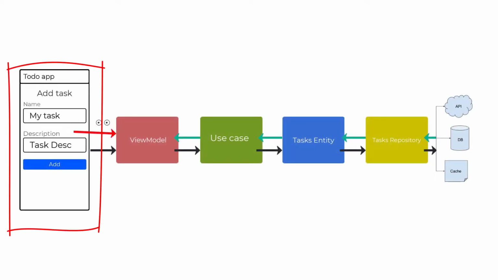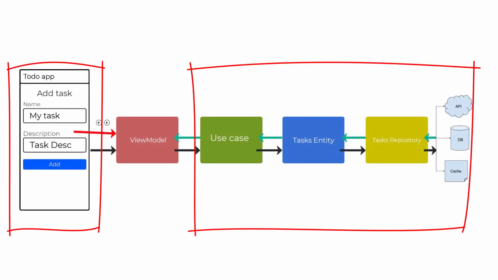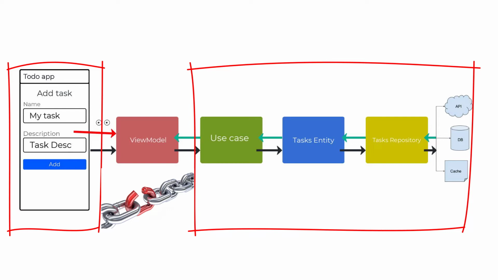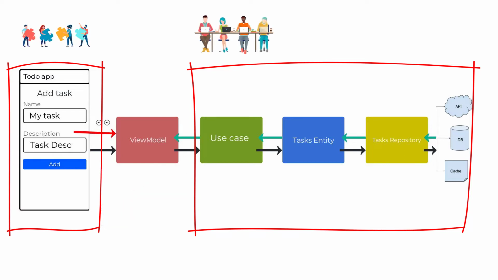This is our UI part. This is the data and business logic part. This is the bridge between them. So, the UI and the data part are fully decoupled. That means the UI and data parts can be developed independently by different dedicated teams, ensuring speedy parallel development.